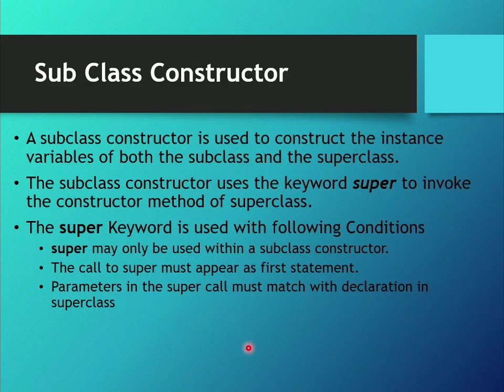Next, subclass constructor. A subclass constructor is used to construct the instance variables of both the subclass and the superclass. The subclass constructor uses the keyword super to invoke the constructor method of the superclass. The super keyword is used under the following conditions. The super may only be used within a subclass constructor. The call to super must appear as the first statement. Parameters in the super call must match the declaration in the superclass.